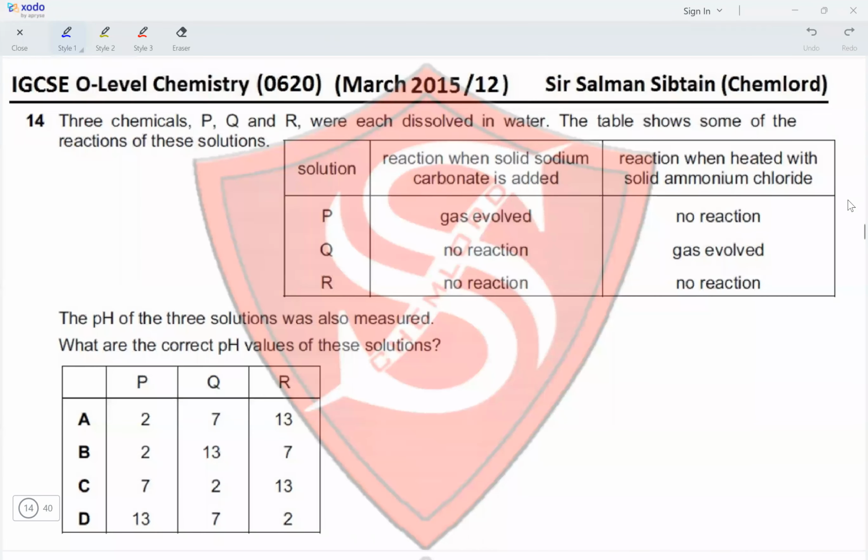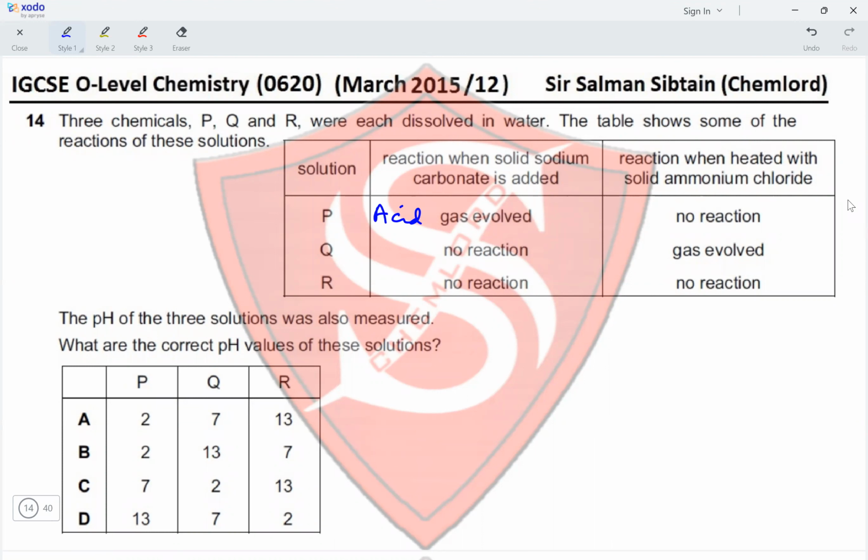Question 14. Three chemicals P, Q, and R were each dissolved in water. The table shows some of the reactions of these solutions. So P, reaction when solid sodium carbonate is added. So when sodium carbonate is added, gas is evolved. So P is an acid. Q and R are not acids.